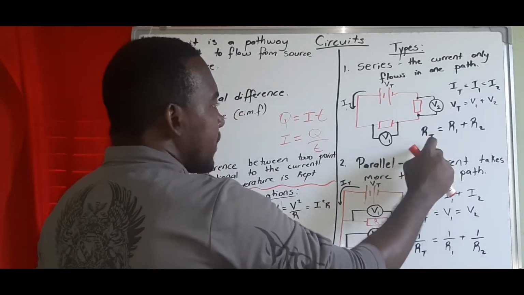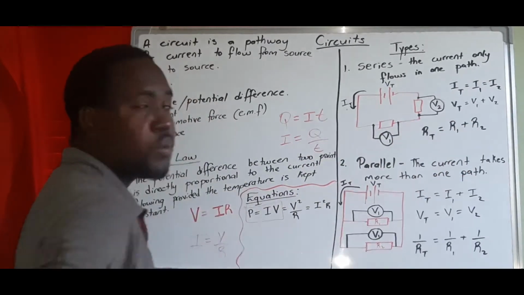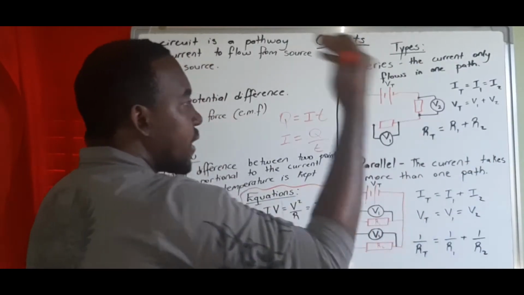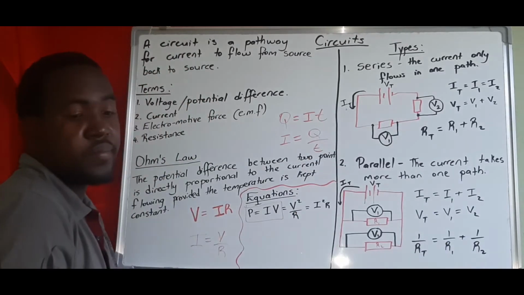And we know that the total resistance in a circuit would be the sum of the individual resistors. So in this case, we have two resistors, so it's R1 plus R2. If it's three resistors, then it's R1 plus R2 plus R3, all right?